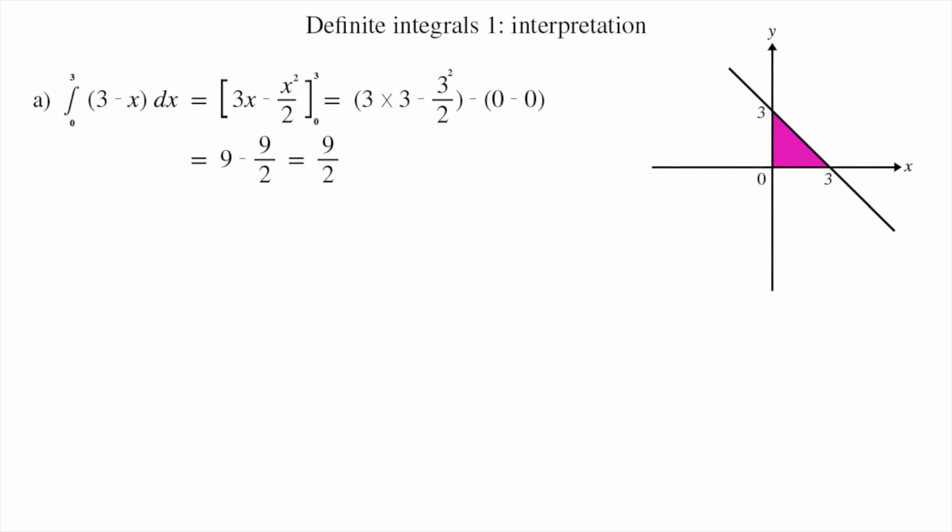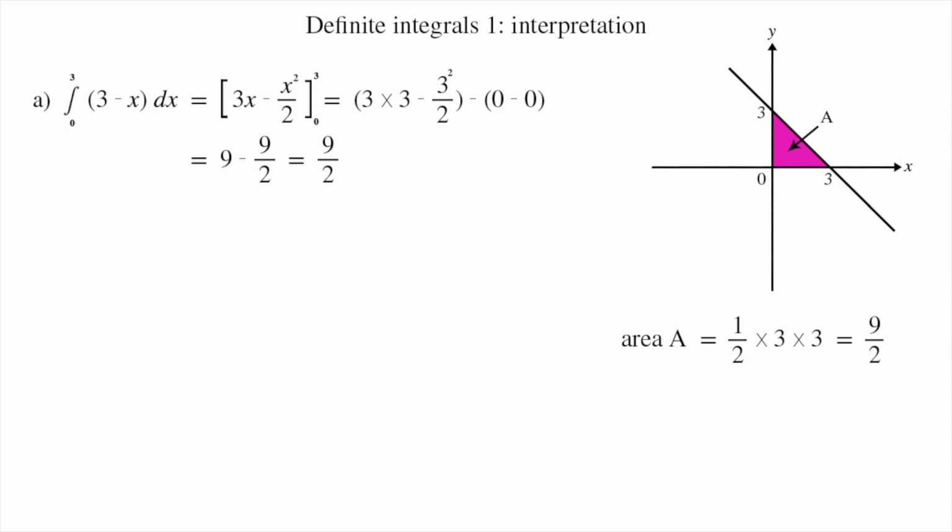Now, let's go back to our example. Remember, the area of the triangle is half the base times the height. So in this case, the area of our triangle, let's call it A, is 1/2 times 3 times 3, which is 9 over 2, which agrees with our integral as we would expect.